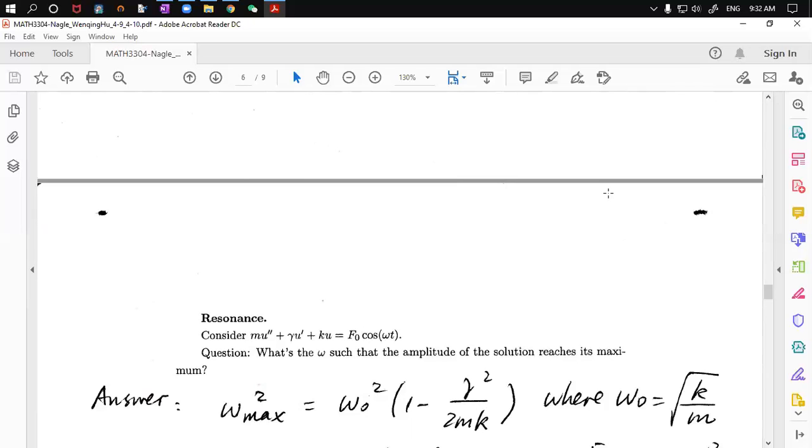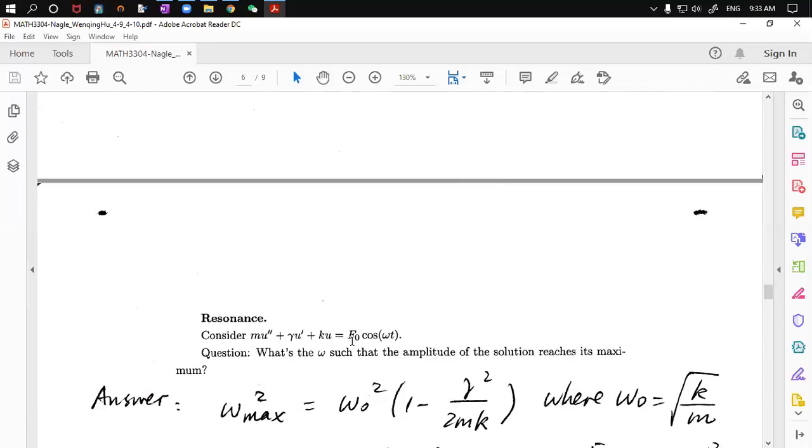That's going to be a scenario which we're going to call resonance. So what does resonance say? Well, resonance is a phenomenon where you're going to consider the external forcing to be periodic.